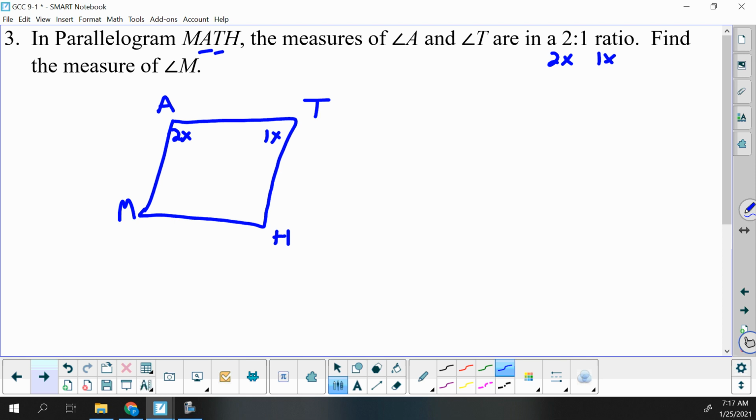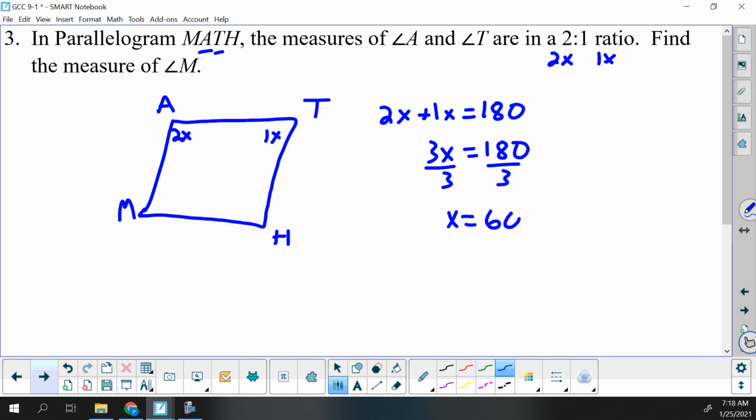Well, these are opposite. A's opposite angle would be H, T's opposite angle would be M. These angles are one right after the other, so they're supplementary. So we want to add them and set them equal to 180. We'll combine our like terms. And we'll divide by 3, and that gives us x is equal to 60.